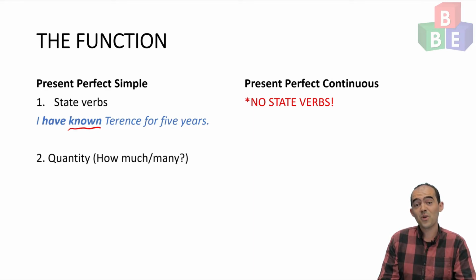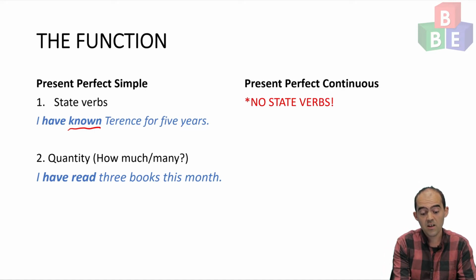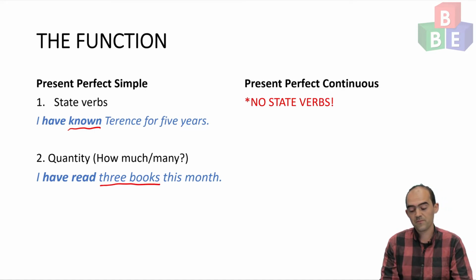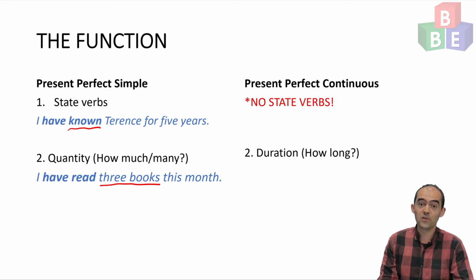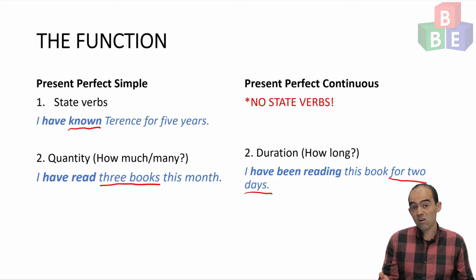Next, the present perfect simple talks about quantity. It answers the question, how much or how many? For example, I have read 3 books this month. How many? 3 books. On the other hand, the present perfect continuous talks about duration. How long? I have been reading this book for 2 days. How long? For 2 days.